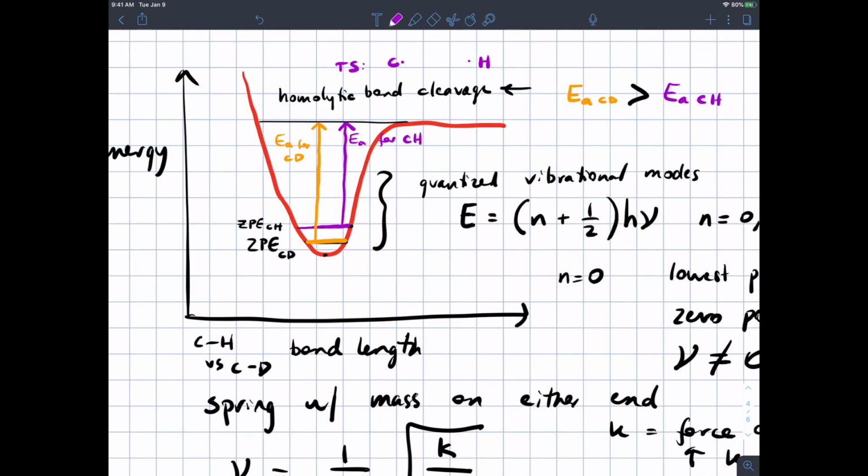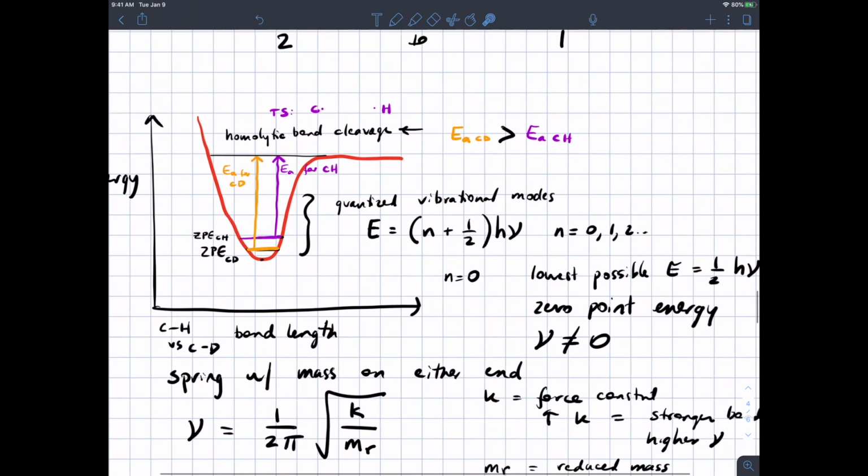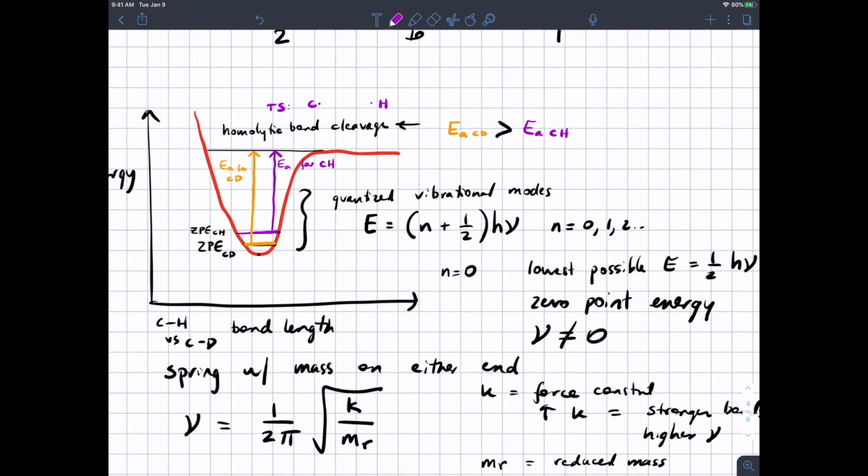Okay? It takes more energy to get out of the potential well if you're deuterium, if you've got a carbon-deuterium bond, than for a carbon-hydrogen bond. And that's because the carbon-deuterium bond starts out lower. And we can actually measure that energy difference.